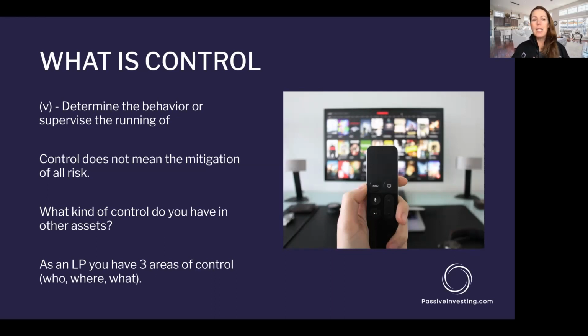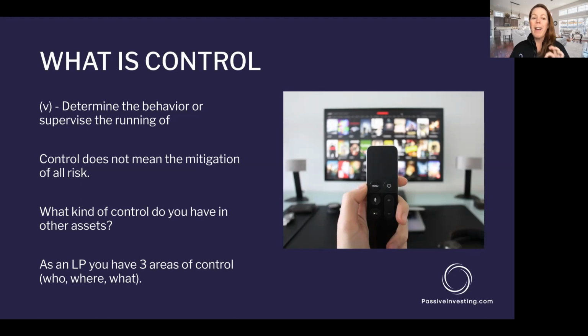Let's think about other assets that you might be in: stocks, bonds, and mutual funds. Do you have control? Do you actually get to supervise the running of the stocks, bonds, and mutual funds? No. If you hold mostly cash investments, do you get to supervise what the Fed does with changing interest rates and devaluing money? No.